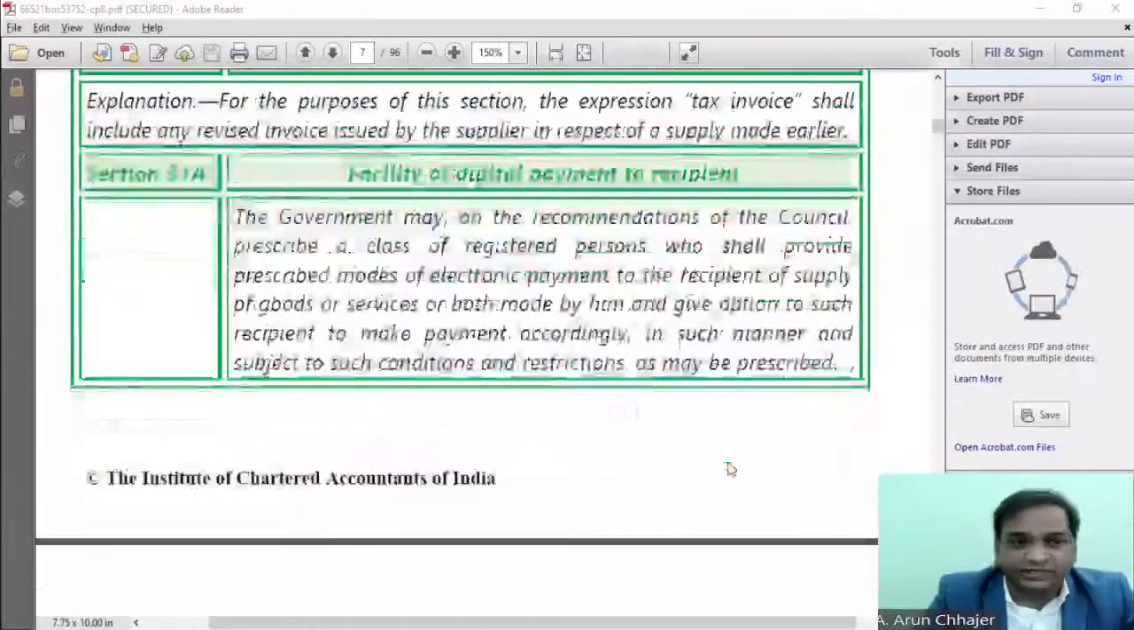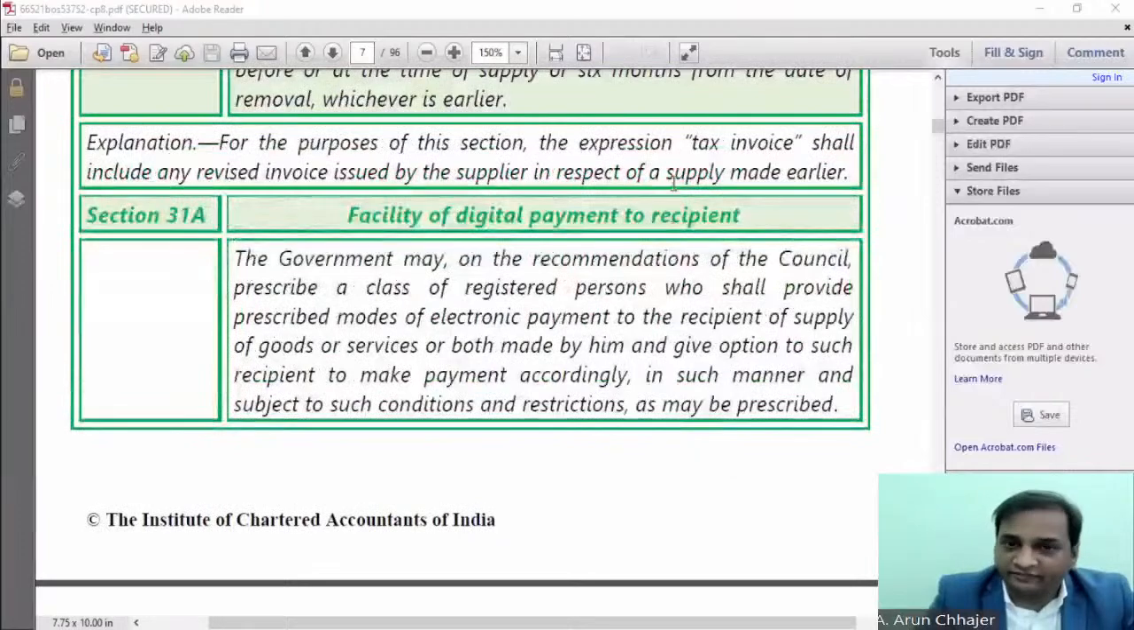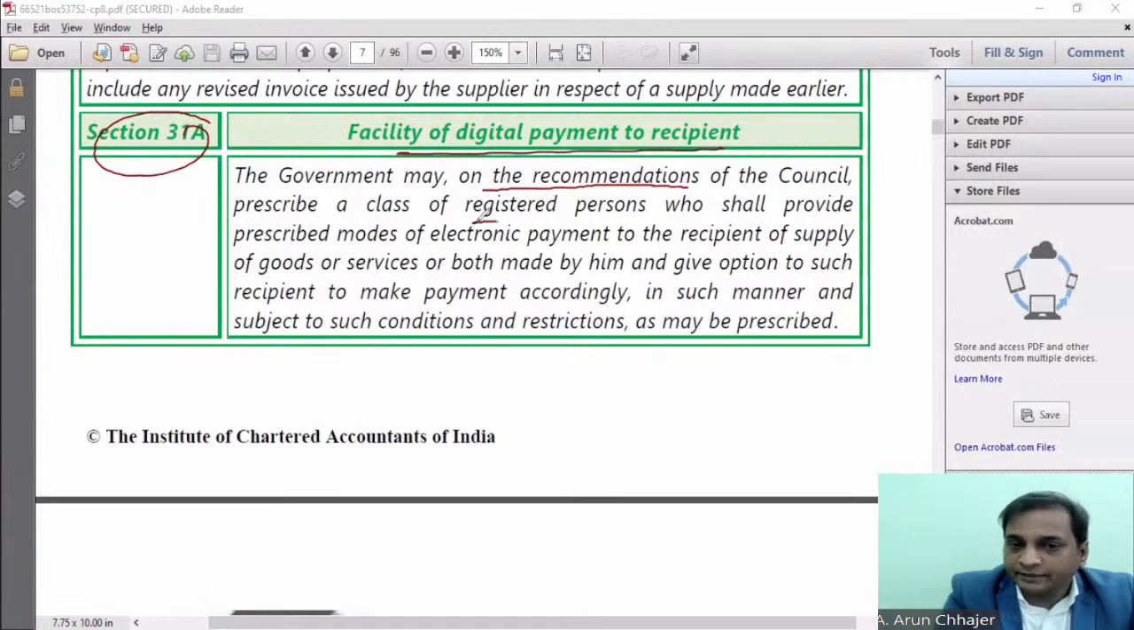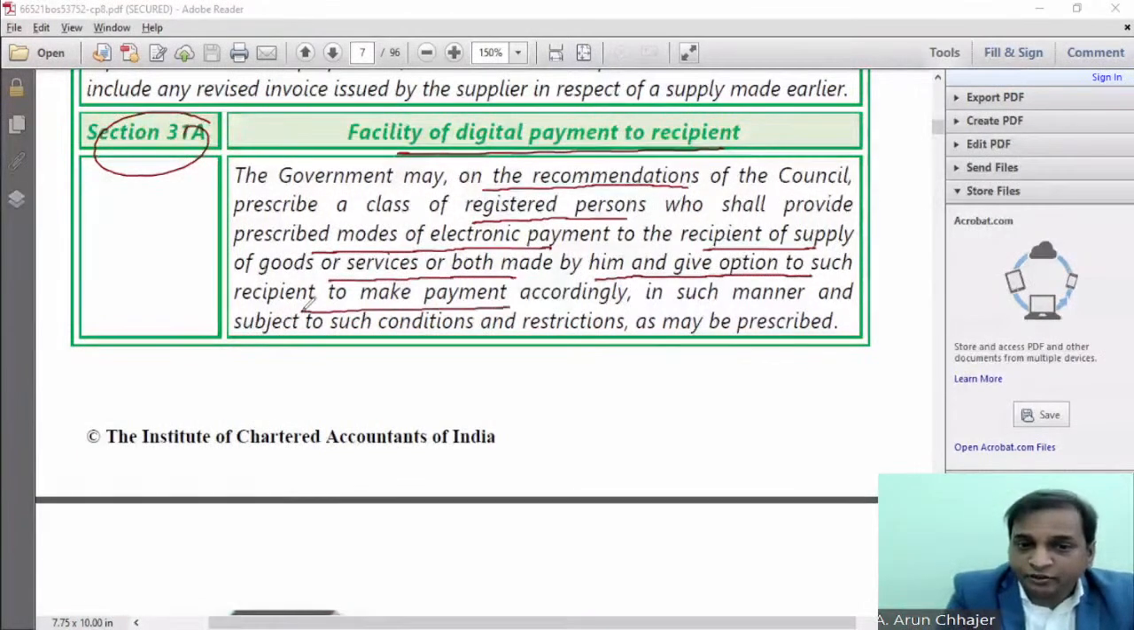Section 31 subsection 1: tax invoice includes the revised invoice. Now section 31A speaks of the facility of digital payment to the recipient. The Government, on the recommendation of the Council, prescribes the class of registered persons who shall provide the mode of electronic payment to the recipient of supply of goods or services or both, and give the recipient the option to make the payment accordingly, in such manner, with such conditions and restrictions as may be prescribed.